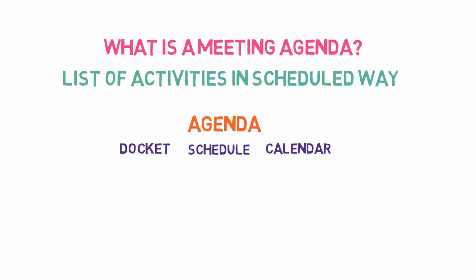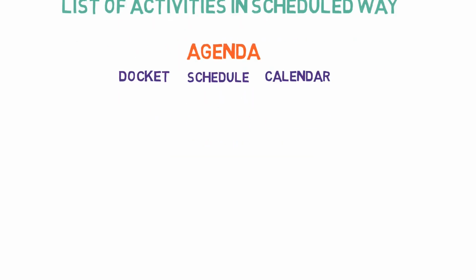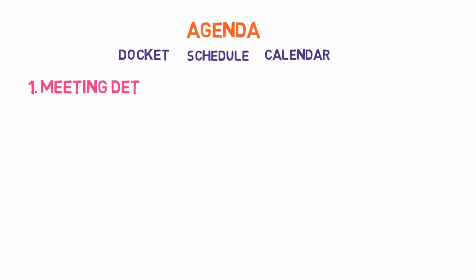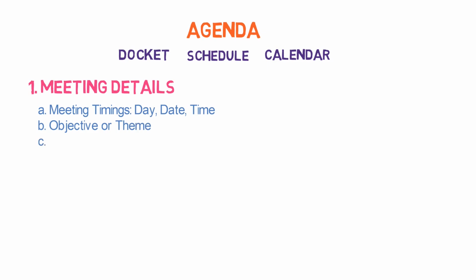A meeting agenda must have 3 things in it. Number 1, meeting details. So the first thing is meeting timing, on which day, date and time the meeting is going to happen, the objective of the meeting and the meeting location.